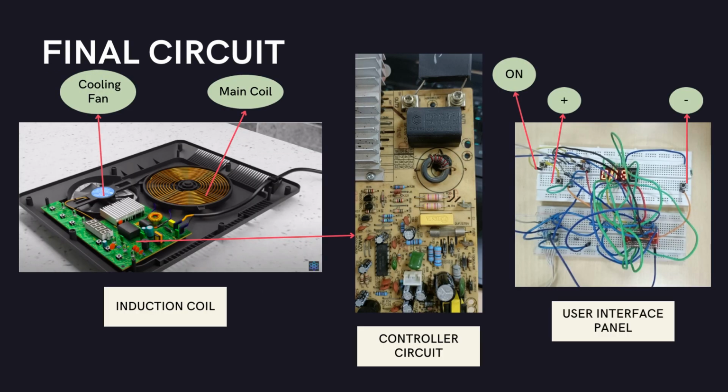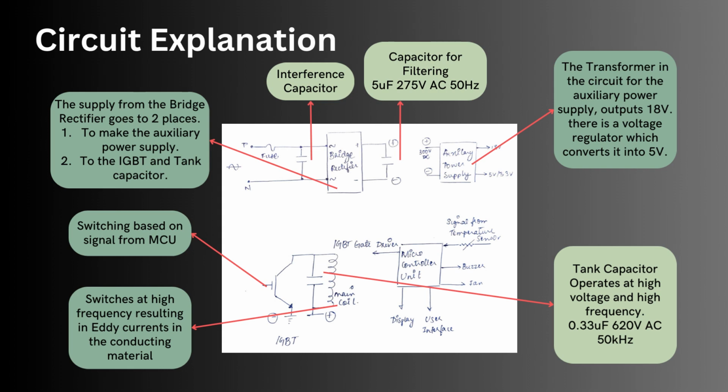These are the images of our final hardware circuit, where we have the induction coil, the controller circuit, and the user interface. This is the working of our induction heater. We supply power to the main board through the phase and the neutral lines. The phase is connected directly to the fuse, and the fuse is connected to the interface capacitor. Here we get an AC input, and this is an input to the AC terminals of the bridge rectifier, which outputs a DC voltage. And this voltage is divided between two parts of the circuit, the circuit that provides the auxiliary power supply, and also the circuit to give power to the IGBT.